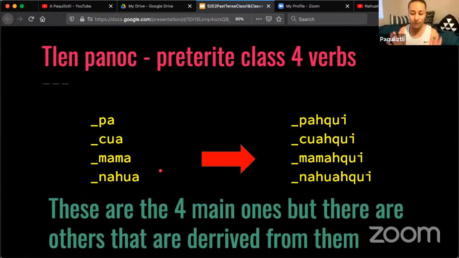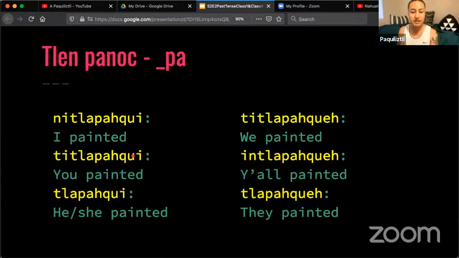Okay, these are the 4 main verbs, but there actually are other verbs that are class 4 verbs that look very similar to these verbs and pretty much are derived from these verbs. And any verbs that are derived from these verbs are class 4 verbs. So essentially, if it ends in nawa, if it ends in mama, if it ends in qua, if it ends in pa, it's a class 4 verb. Okay, so these are the 6 forms.